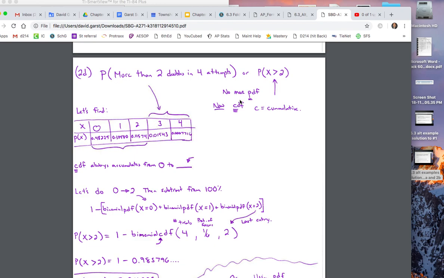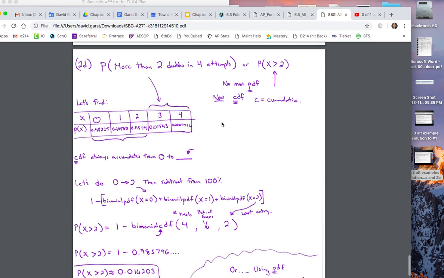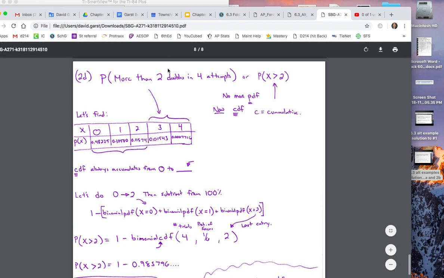Now we're going to switch from PDF, probability density function of exactly just one case, to CDF. C stands for cumulative distribution function. We're going to accumulate many cases. In this case, we want the probability of getting more than 2 doubles, which you would show symbolically as the probability of the number of doubles being more than 2.